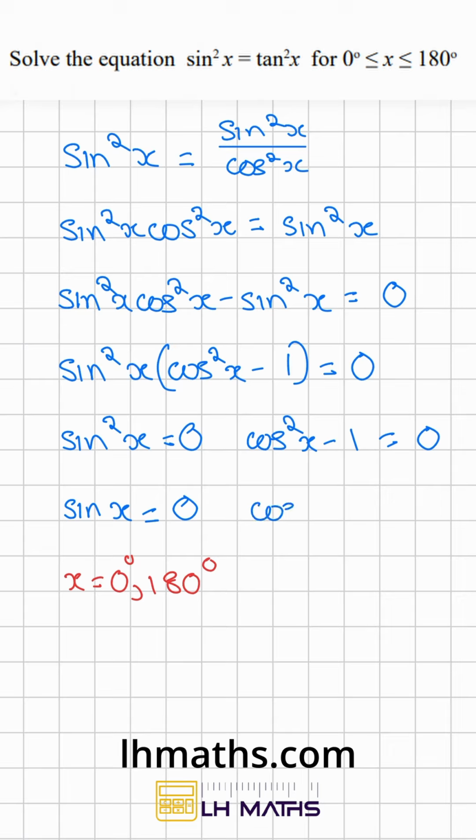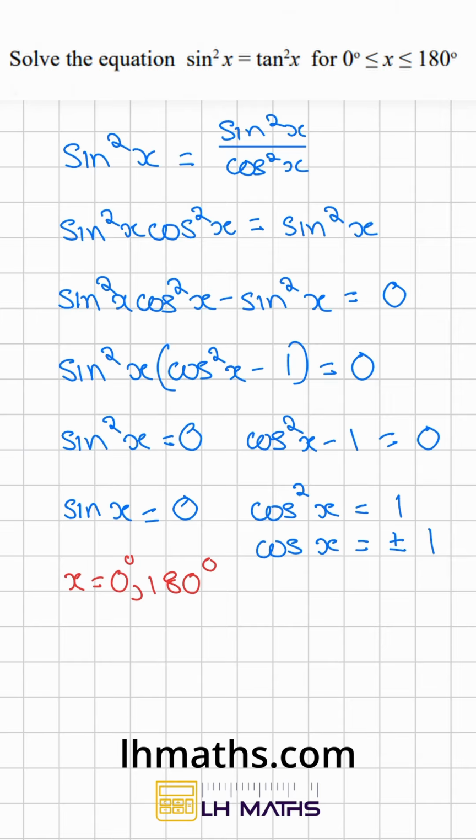So now let's look at cosine²x minus 1. Well, if we bring that minus 1 to the other side, then we get cosine²x equal to 1. If we square root both sides, we get cosine x is equal to plus or minus 1. Remember, when we're square rooting, that can also give us a negative.